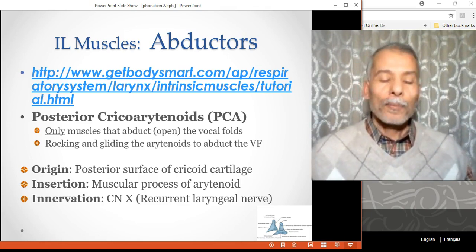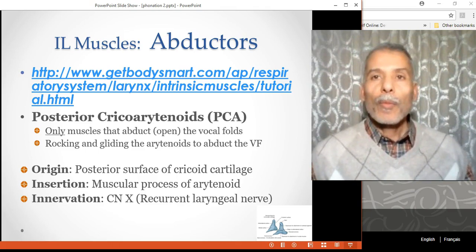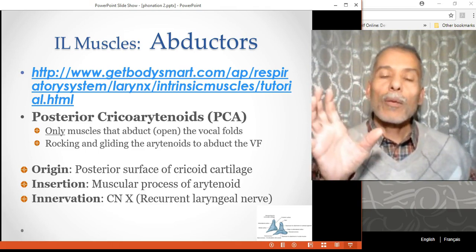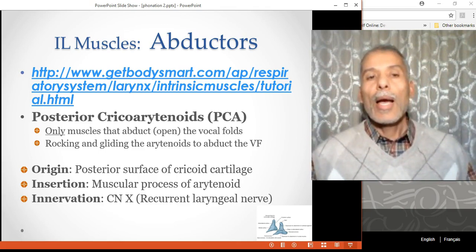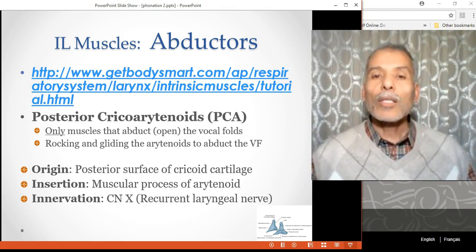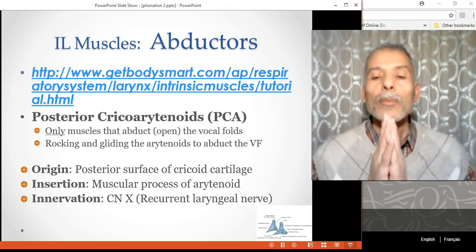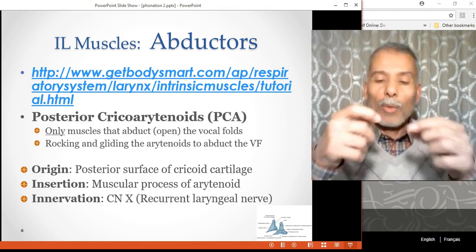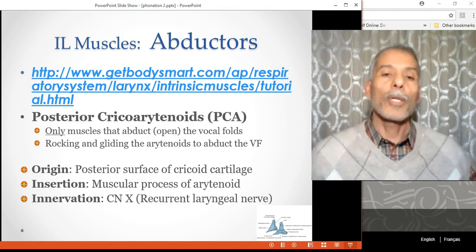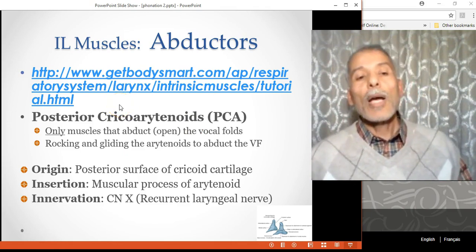These are divided into three groups. The abductor muscles abduct, open, and the adductor muscles close, bring the vocal folds closed, and then the adjusters make them higher pitch or lower pitch. So let's take them one by one. First, let me ask you this question.